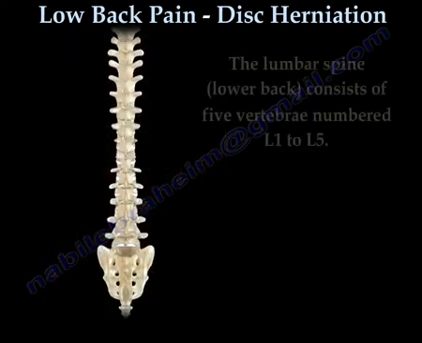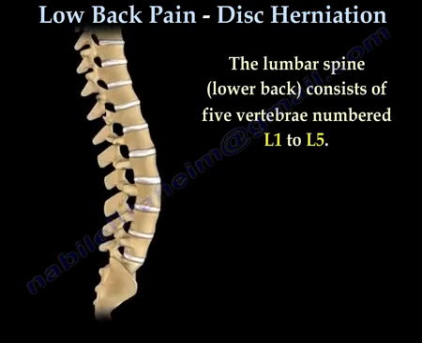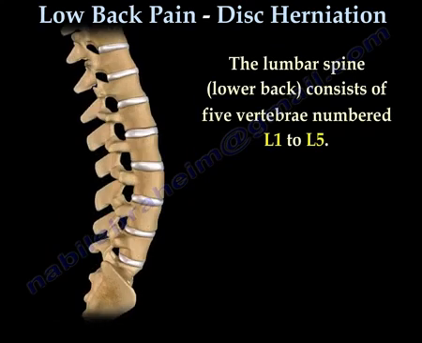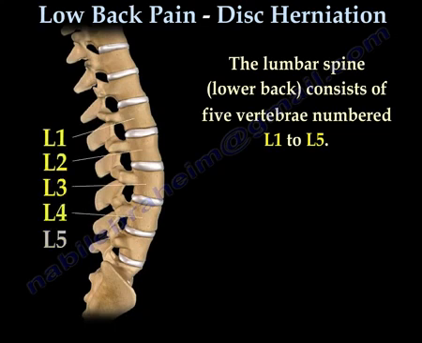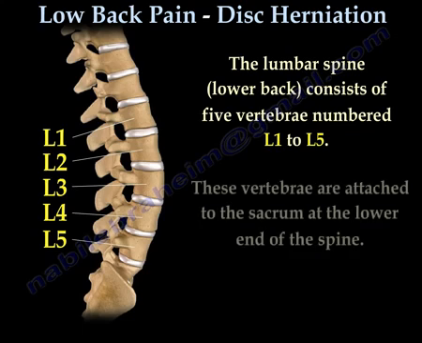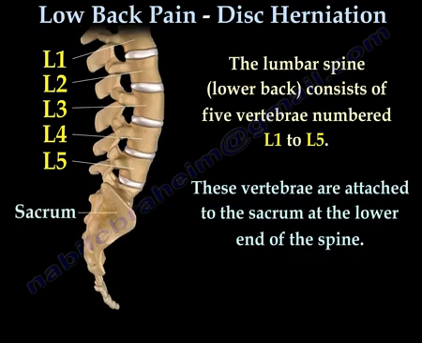The lumbar spine, which is the lower back, consists of 5 vertebrae. We call it L1, L2, L3, L4, and L5. These vertebrae are attached to the sacrum, the tailbone, at the lower end of the spine.